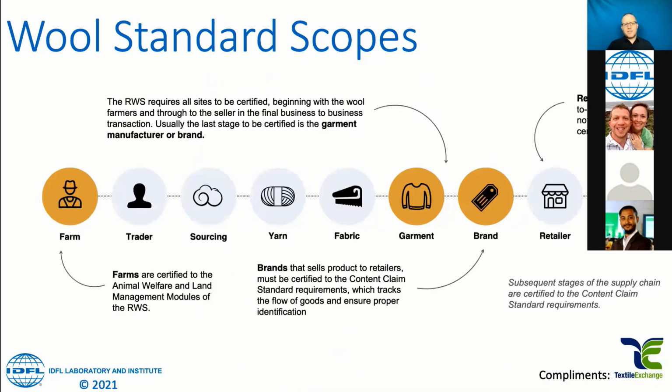As we look specifically at the scopes, the RWS requires all sites to be certified, and the farms need to be certified. This is really the management of the inputs. So if the farmer has been certified in the RWS, the rest of it is basically the CCS, tracking the material throughout the rest of the process. And you can see right here that the garment, the brand, the consumers and the retailers just use the labeling and the logo portions.